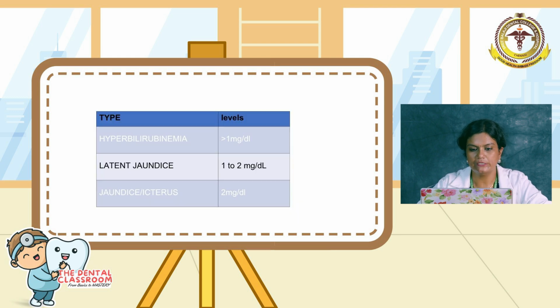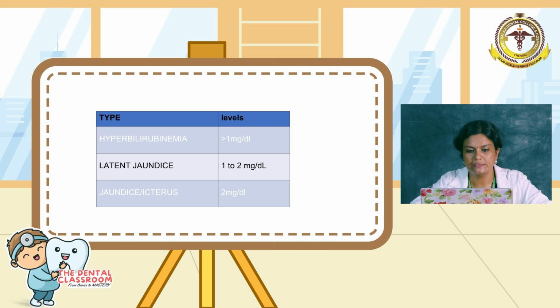Now, moving on to the interpretation of the test, we have to quantitatively estimate the amount of bilirubin present in plasma. As said already, the normal level of bilirubin in blood is 1 milligram per deciliter. Anything over 1 milligram per deciliter is reported as hyperbilirubinemia. If the level of bilirubin is between 1 to 2, the condition is described as latent jaundice, and if it is more than 2 milligram per deciliter, then it is called as jaundice or icterus.